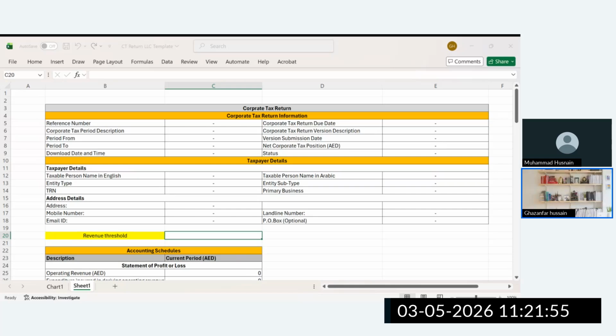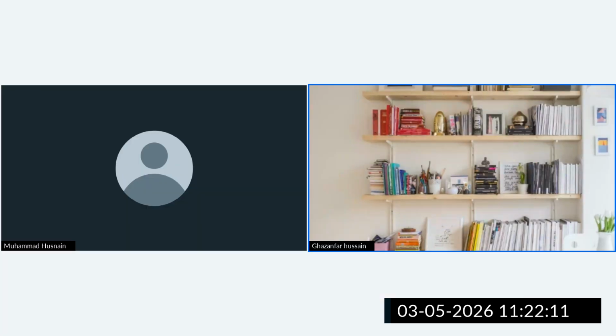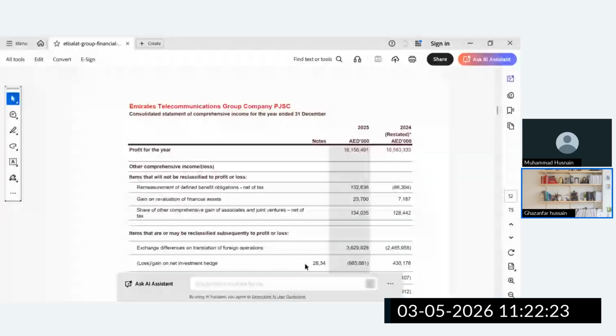So now here, Abdullah said 18.6 and Hasnan said 72.8. Let's see the other participants also. I'm going to share the same screen on my screen also. We are looking for the revenue figure for the year of December 2025.